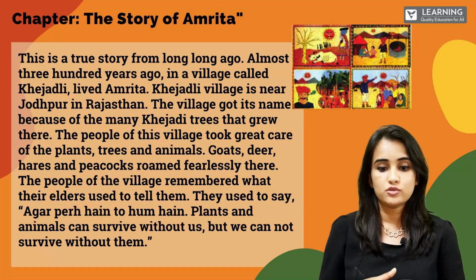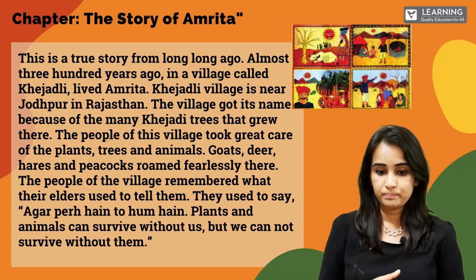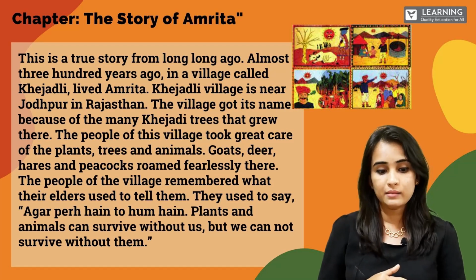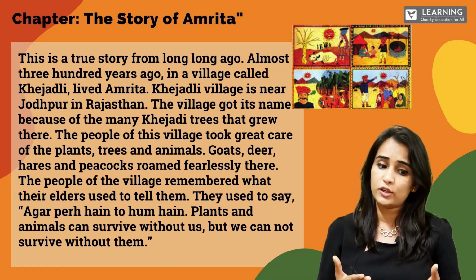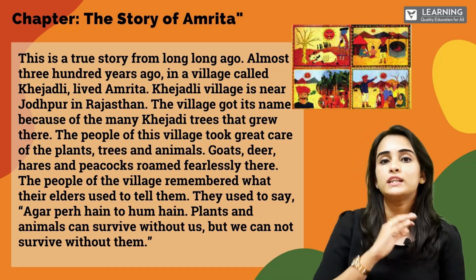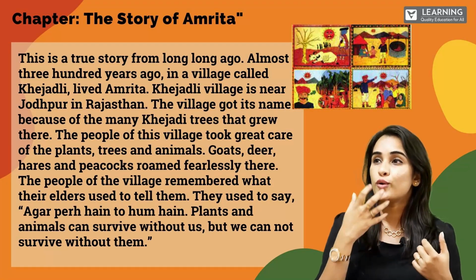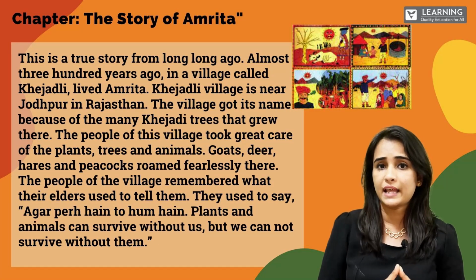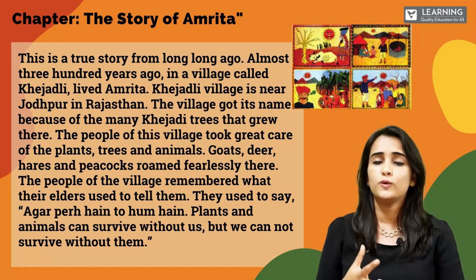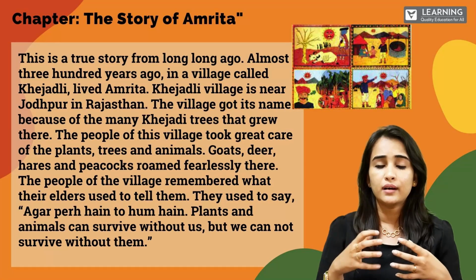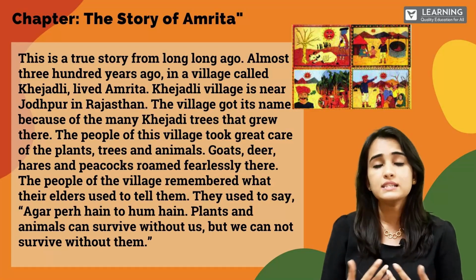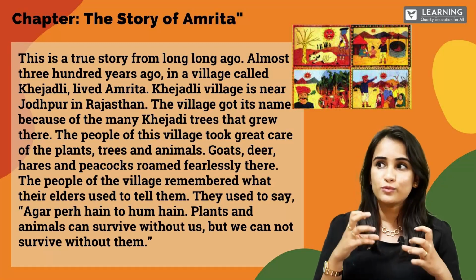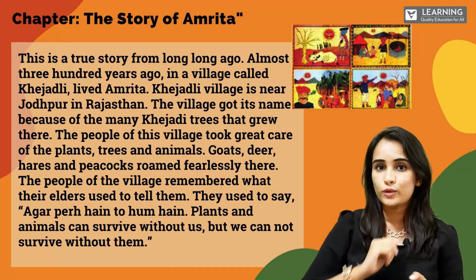The people of the village remembered what the elders used to tell them. They used to say, Agar phir hain to tum hain. Plants and animals can survive without us, but we cannot survive without them. So the village people remembered their elders, their ancestors, telling them that plants and animals can survive without us, but we cannot survive without these plants, trees and animals. That is what they remember of what the elders told them long back.